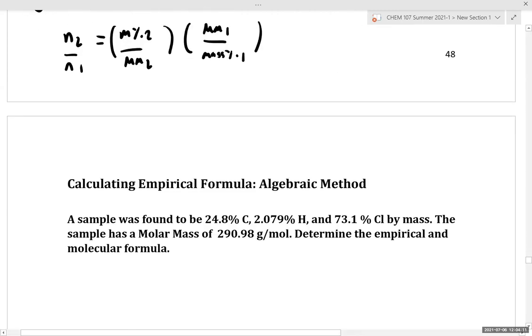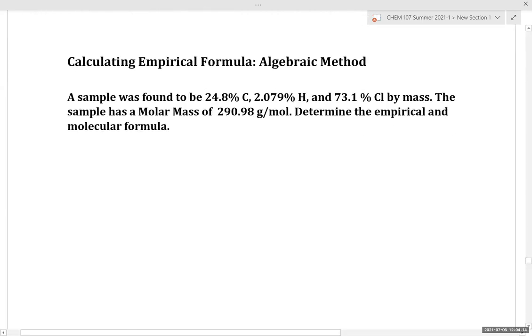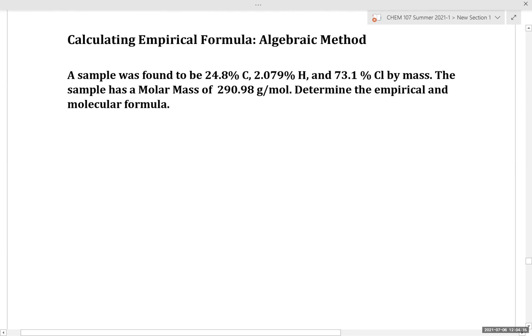Okay, so let's try to apply what we've learned, and let's showcase how we would calculate the empirical formula and the molecular formula for the following example. So we're given that a sample was found to be 24.8% carbon, 2.079% hydrogen, and 73.1% chlorine by mass. The sample has a molar mass of 290 gram per mole, and we're asked to determine the empirical and molecular formula. So let's start with our empirical formula.